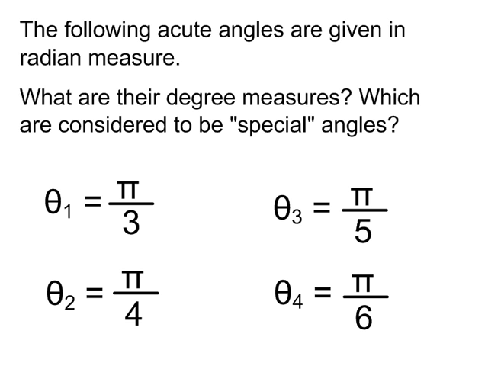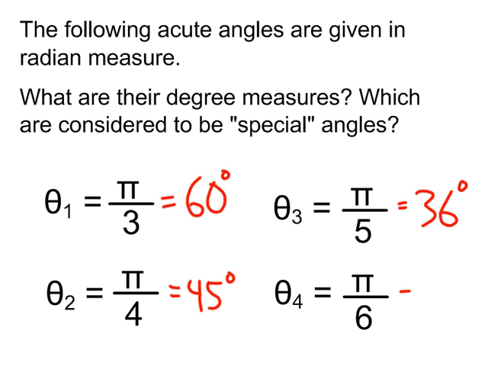All right, I hope you've done that, you've converted these to degrees, and hopefully you've come up with 60 degrees for this first value of theta, 45 degrees for the second value, 36 degrees for this third value, and finally 30 degrees for this fourth value.